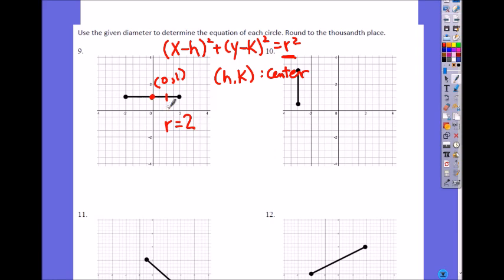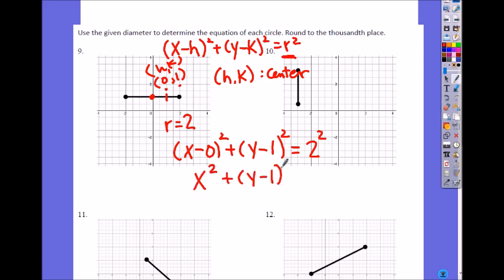Then what do you do? You have to use the distance formula to find the diameter and divide by 2 to find the radius. And you use the midpoint formula to find the center and put h and k into the equation. But this one, it will be (x minus 0) squared plus (y minus 1), this is my h and k, my center, squared equals r squared. So when you simplify, you get x squared plus (y minus 1) squared equals 4.